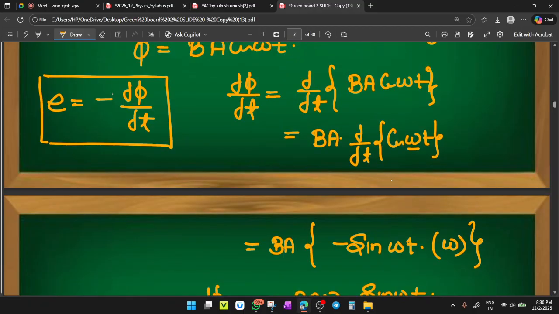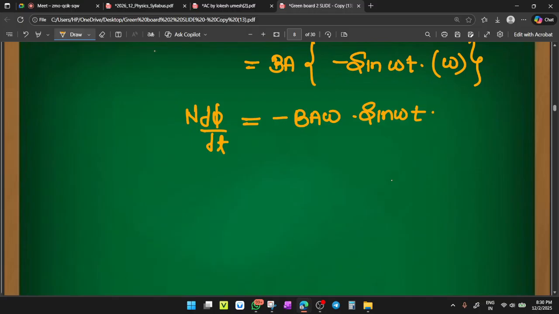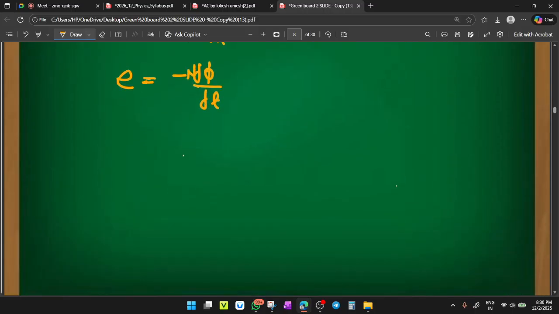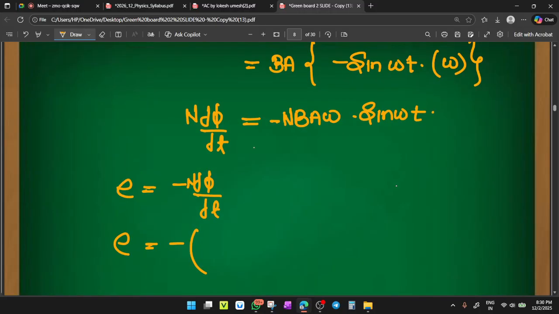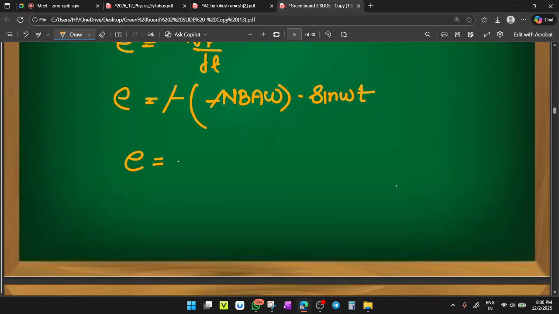If there are n turns, the EMF will be n times d phi by dt, so place one n there and you will have n B A omega sin omega t. So now E is equal to minus of d phi by dt. Place the value here. So E equals negative, and here it is minus n B A omega sin omega t. Now this is cancelled, so you will have E equals n B A omega sin omega t.